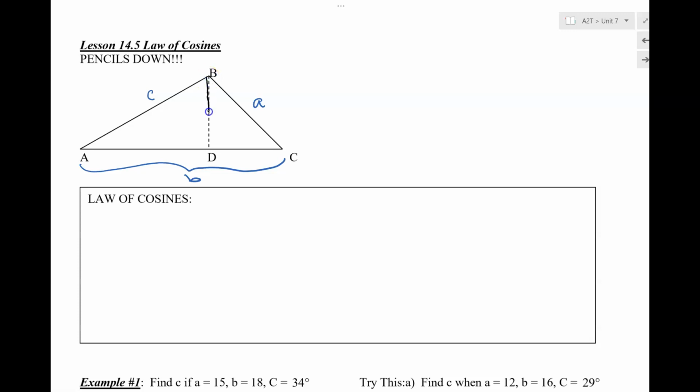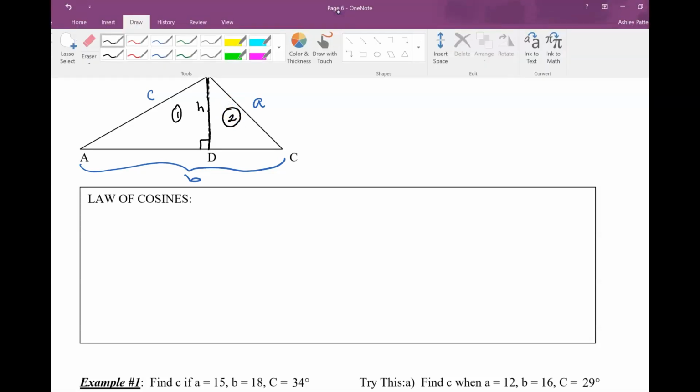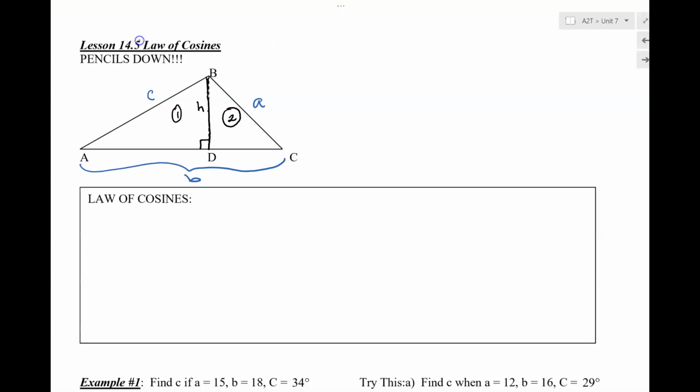So we have dropped down an altitude to create two right triangles. Okay, we know that there's going to be a height. We'll play with this a little bit. If doing that, then that means that this side might be x, because we know what little b is, okay? And then this would be b minus x. And we could play around with that.